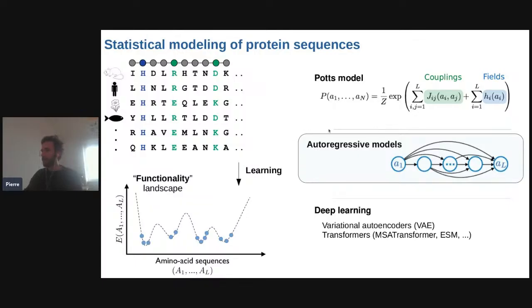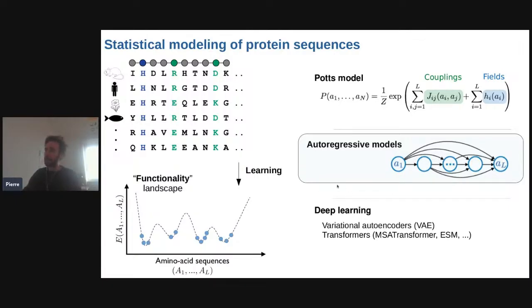What I will use here is a different architecture, called autoregressive models. The idea is that the first position of the sequence is independent from all others, so it has an independent distribution. Then the second one depends only on the first one, the third one depends on the first two, and so on. This way you also model some interactions, but only in a forward way.